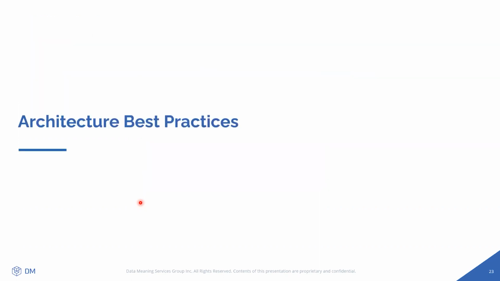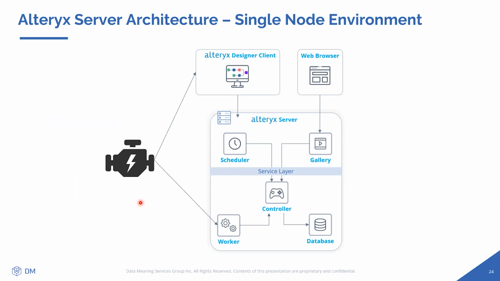Now I'm going to touch here a little bit on the architecture for the server. I'm not going to go into too much detail about the architecture, just some best practices, because you guys are going to have a specific webinar just to talk about architecture, okay? So this is a single node environment. You can see here that you have this box here, right? This is the server, and those are the server components. So you have the scheduler, the gallery, controller, worker, and the database. The designer here is going to connect to the server, and then the web browser here is representing the gallery access, right?